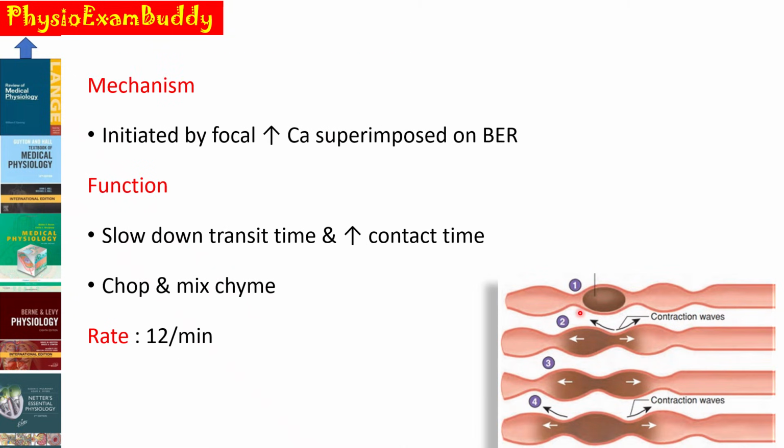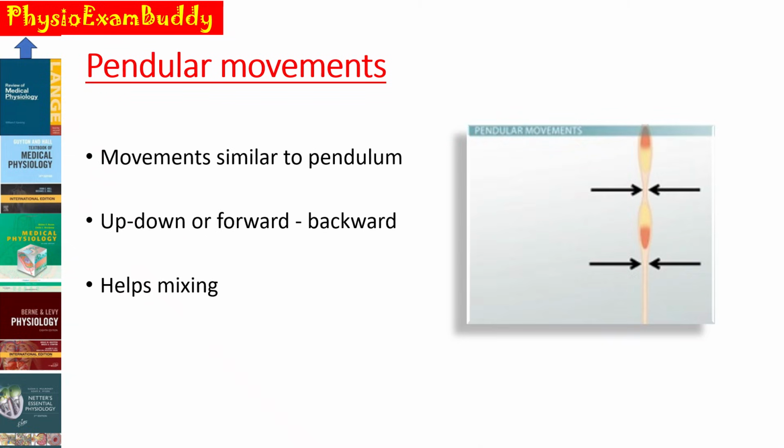The mechanism is mainly initiated by a focal increase of calcium superimposed on our basic electrical rhythm in our GIT. The main function of this segmentation contraction is that it slows down the transit time and increases the contact time, which favors the chopping as well as mixing of the chyme. This occurs at a rate of 12 per minute.